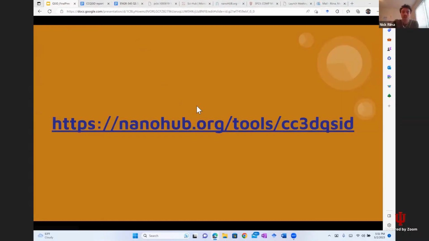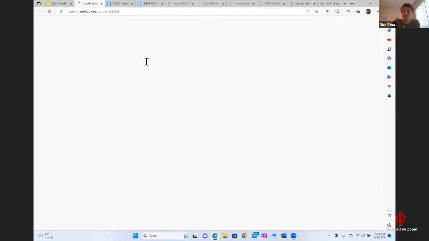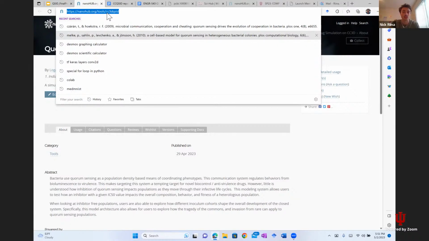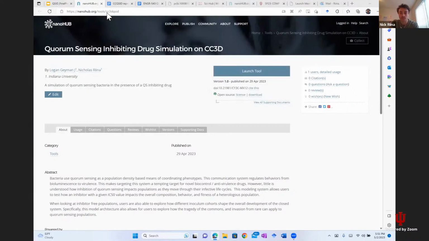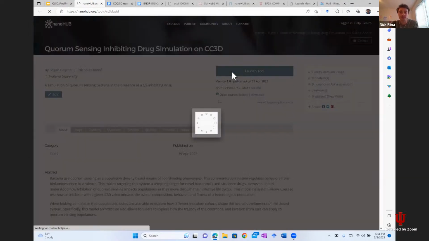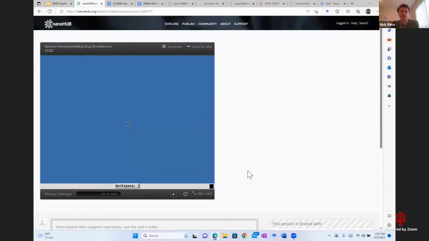Okay, and now we can demo our NanoHub page that we gladly have working. So here we have the quorum sensing inhibiting drug simulation on CC3D, or the tool CC3D QSID, for a quorum sensing inhibiting drug. I can drop that in the chat really quick. And I don't believe we have too much more than this. We have our simulation right here. We can show the tool very quickly, just because I see we're beginning to take up a good amount of time.